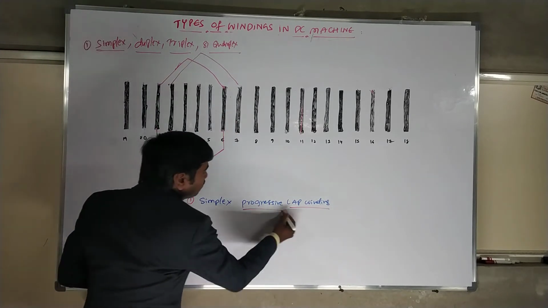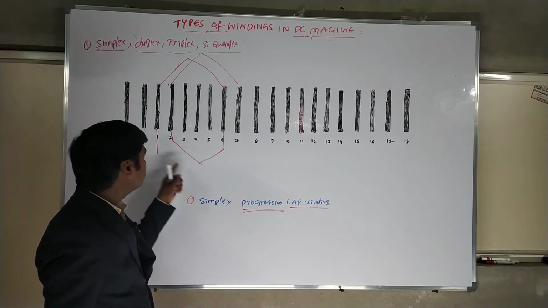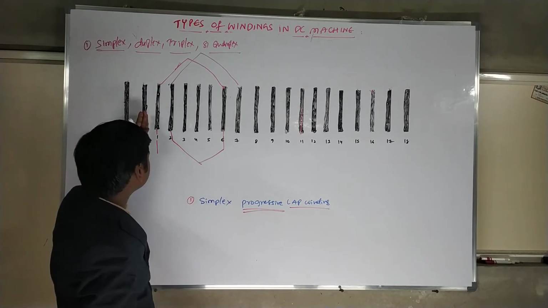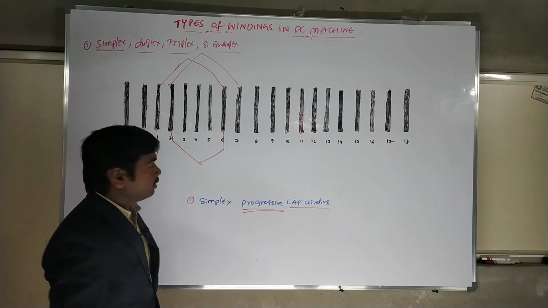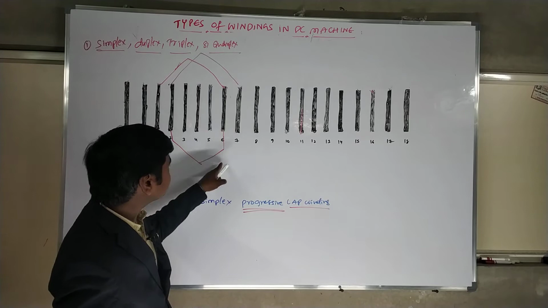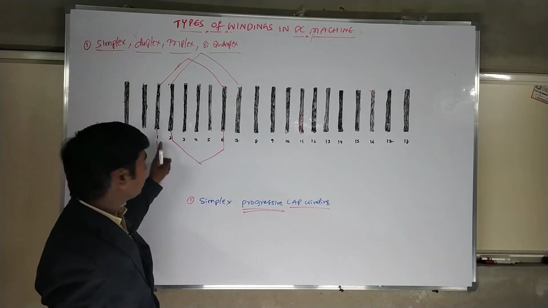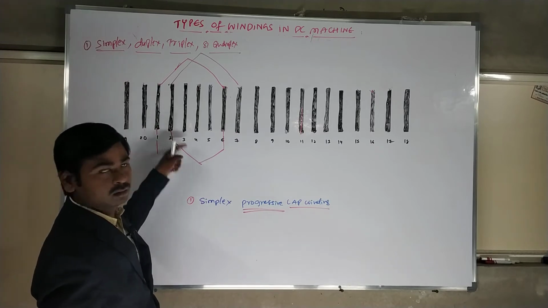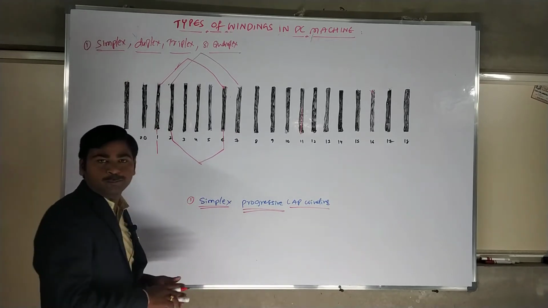Then progressive winding means you have to connect your next conductor after this connector. After the first conductor you can connect the second or third or fourth, it does not matter; it should be connected in a progressive manner. If you connect the next conductor to the first conductor, and after that connect the next conductor, this type of winding is called a simplex winding.